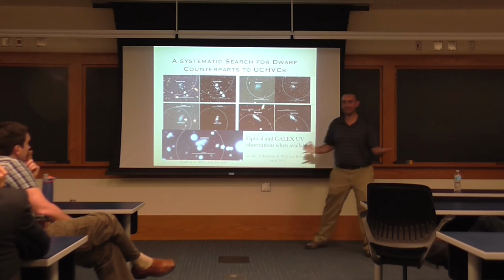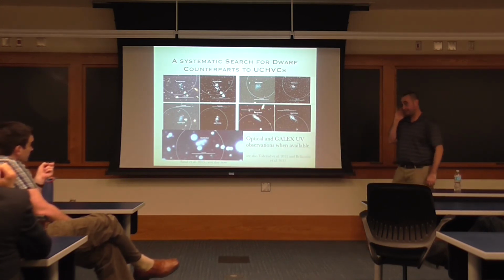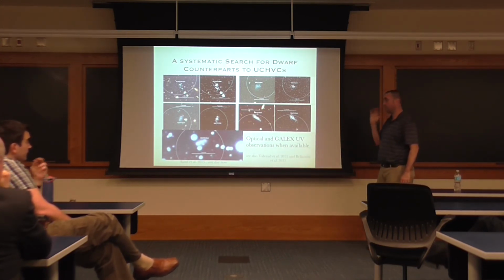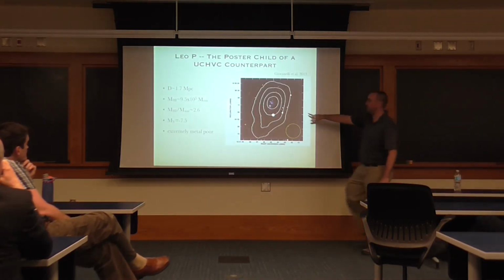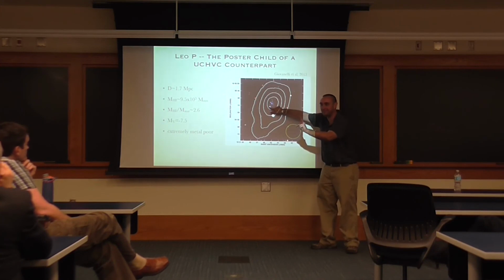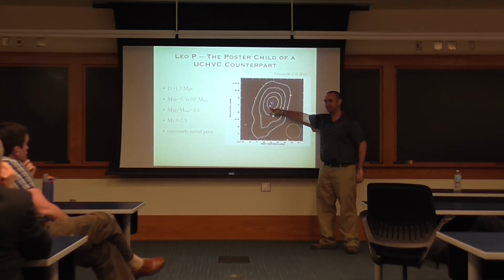So these things are actually forming stars. Yes, say 1 or 2 ionizing stars. Certainly, and this poster child, Leo P, has one H2 region right there.